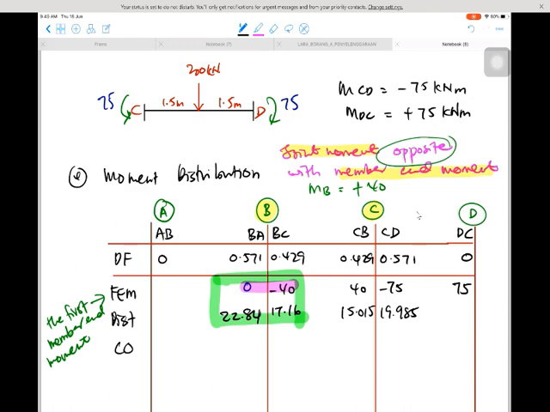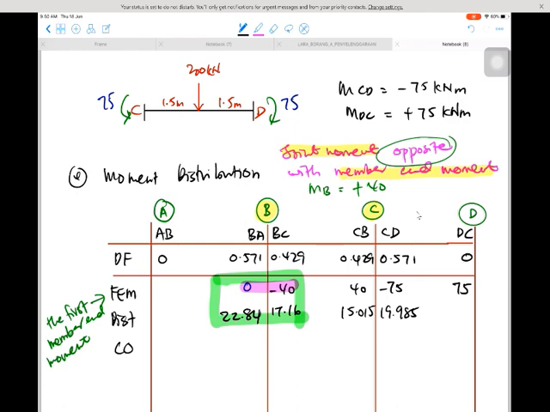So we will have the row for distribution factor. We just transfer the value from the previous step, step number 2, into this table. Then we will start to put the member end moments in the table, because this table will be used to determine the member end moments.